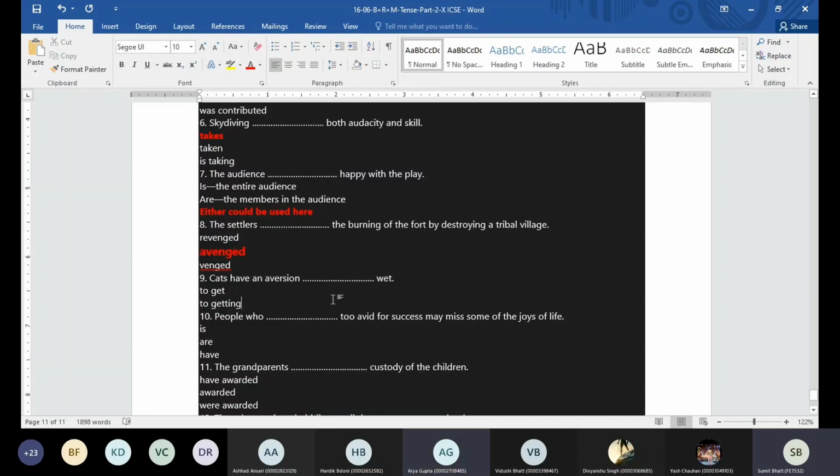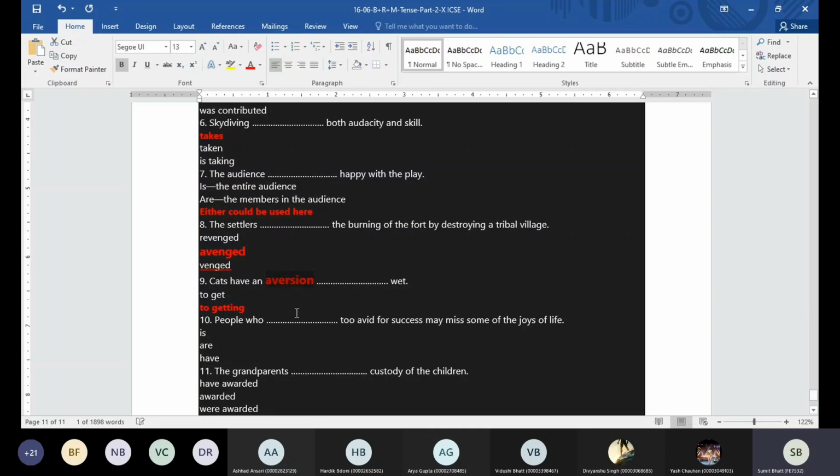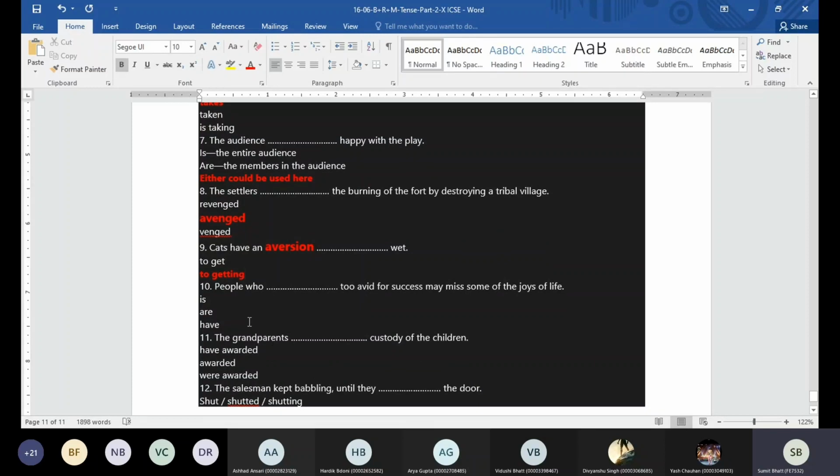Cats have an aversion dash wet. To get or to getting wet? To get. Okay, so there are certain verbs, guys. I'll send a file which is going to have certain verbs which don't take the first form of the verb. They are going to take ing form of the verb. Once we start with non-finites, then I'll explain it further. So there are certain verbs which take ing form, like to is going to take getting here because aversion is there. Whenever you find this word aversion, remember to use the ing form after to and not the first form of the verb. In non-finites, I'll explain that. People who dash to strive for success may miss choice. Are. Okay, people who are is going to be correct.